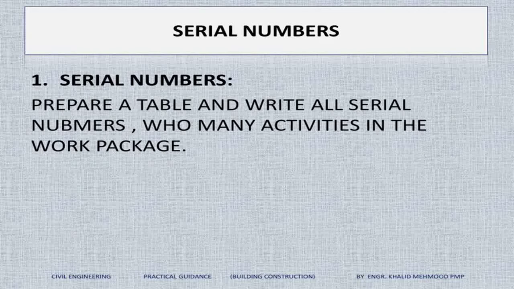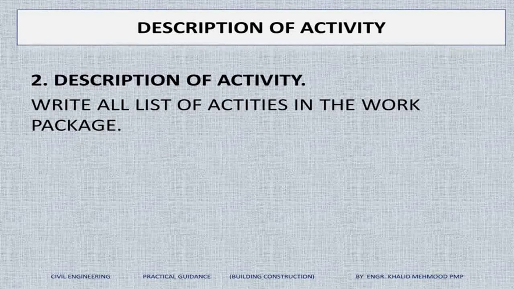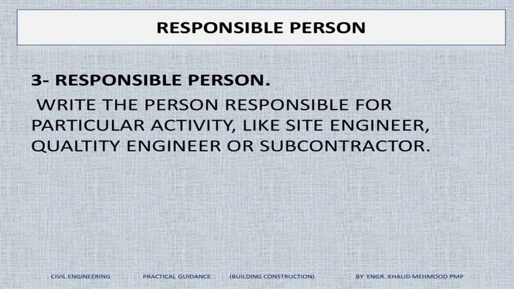In column number 1, write the serial number from top to bottom. However many activities we have, write all the serial numbers in the first column. In the second column, list out all the activities in this particular work package, in this particular procedure. In column number 3, write the responsible person against each activity, whether it's a site engineer, a quality engineer, or a subcontractor.